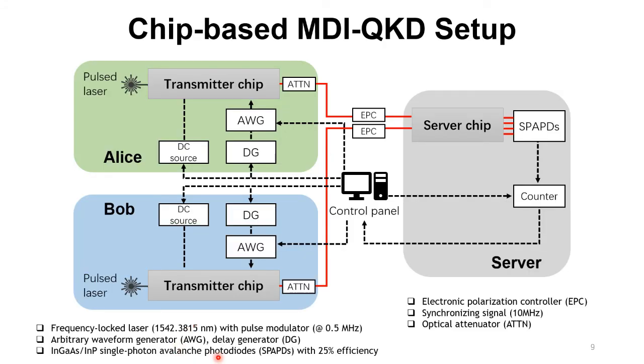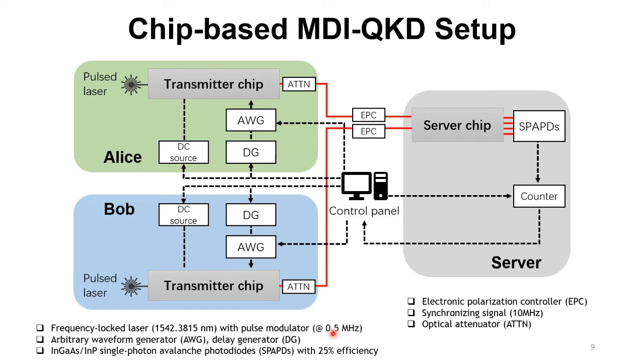Here shows our setup for proof of principle demonstration of chip-based MDI-QKD. For each transmitter, a pulse-modulated frequency-locked laser is used as the coherent light source and coupled into the silicon photonic transmitter chip. The clock rate here is only 0.5 MHz because we use thermo-optic modulators in the proof of principle demonstration. It can only support sub-megahertz modulation.